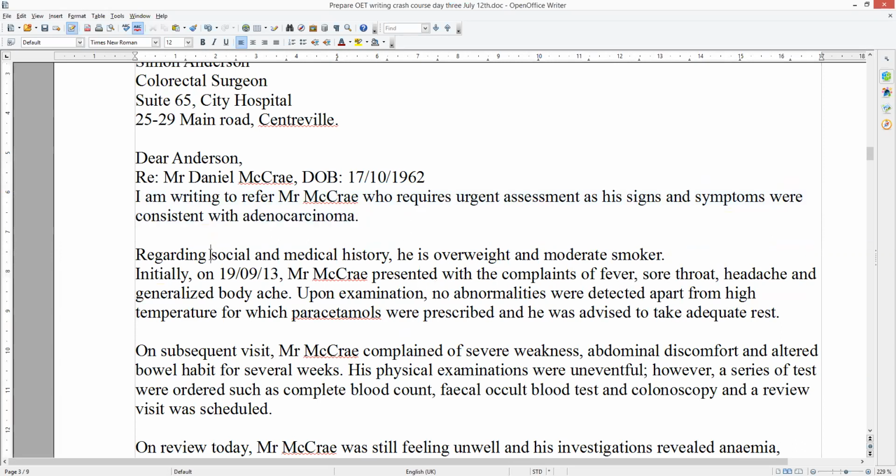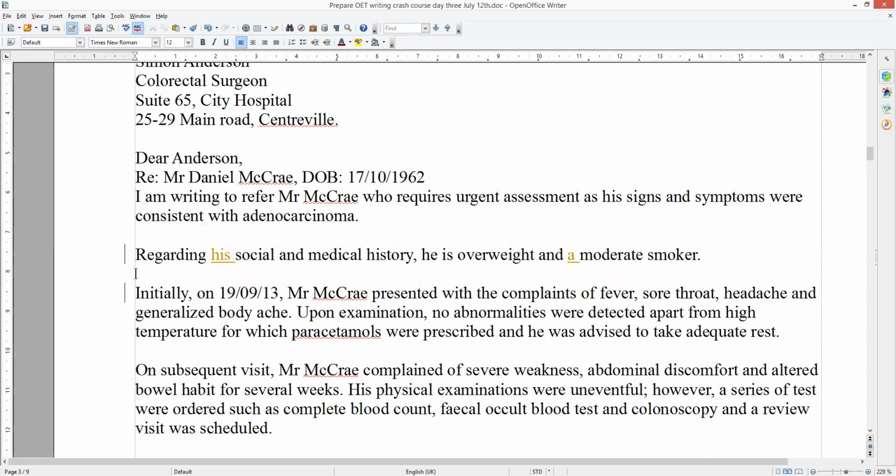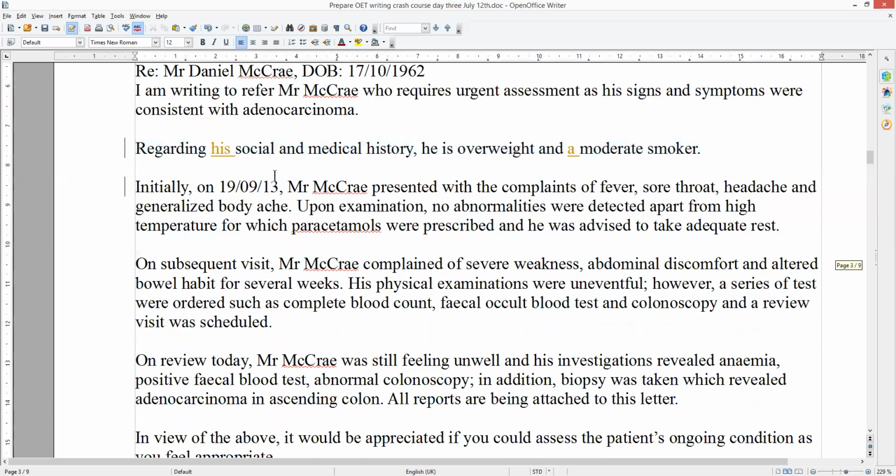Regarding his social and medical history, he is overweight and a moderate smoker. Is that his medical history? Not really, but still. Actually, that's kind of short, isn't it, for a history paragraph? One short sentence. Initially on 19th at 9:13, Mr. McRae presented with a complaint of fever, sore throat, headache, and joints body on examination. Apart from a high temperature, for which paracetamol in general was prescribed, he was advised to take adequate rest.